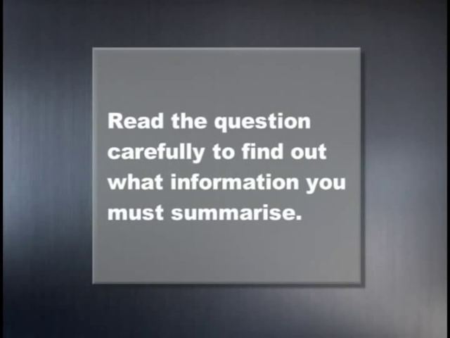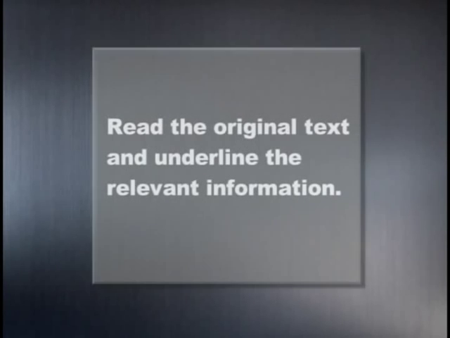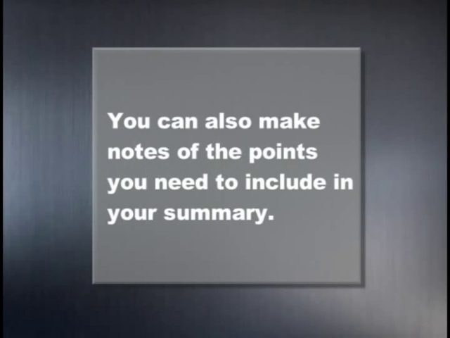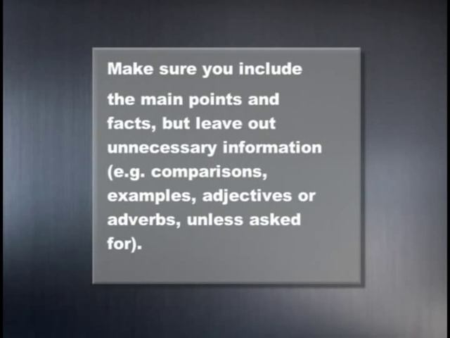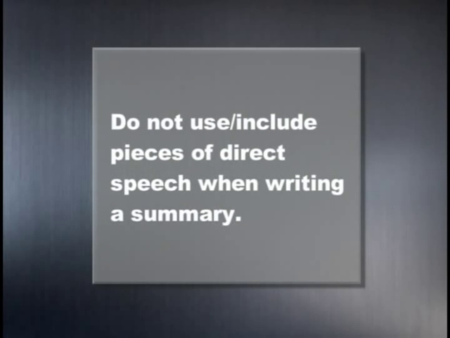Read the question carefully to find out what information you must summarize. Read the original text and underline the relevant information. You can also make notes of the points you need to include in your summary. Write your summary in full sentences. Make sure you include the main points and facts, but leave out unnecessary information, for example, comparisons, examples, adjectives or adverbs, unless asked for. Do not use or include pieces of direct speech when writing a summary.